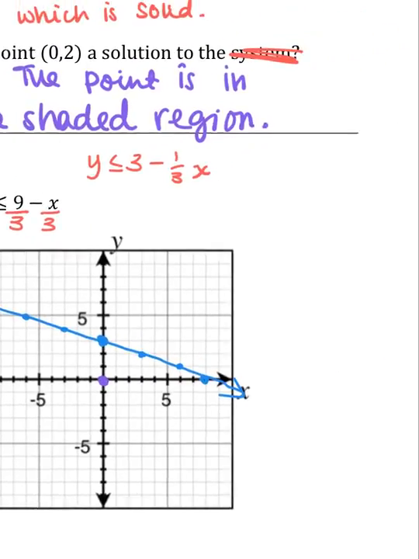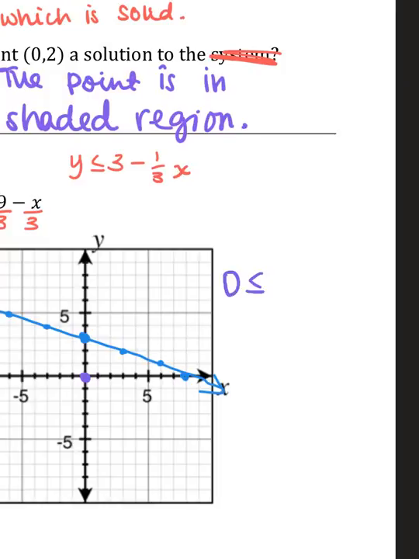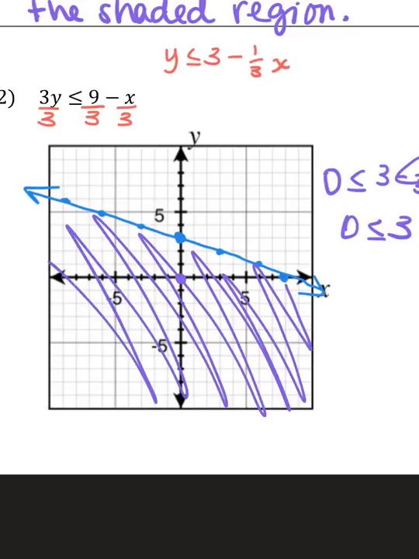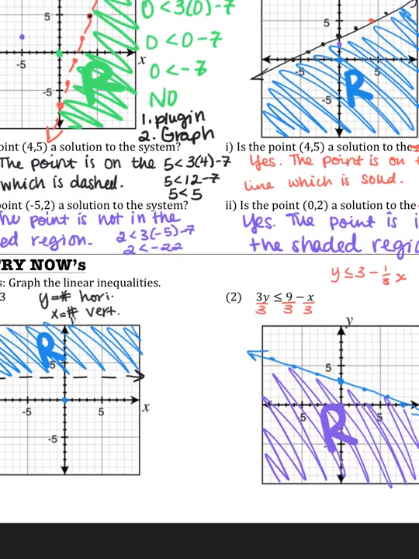I'll test the point 0, 0. So I have 0 less than or equal to 3 minus 1/3 times 0. That cancels. Is 0 less than or equal to 3? Yes, it is. So I shade down here. And then put the R. And that's it.